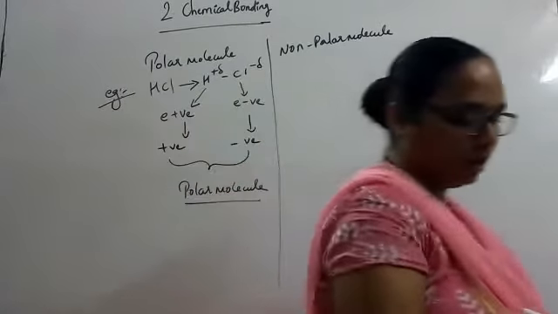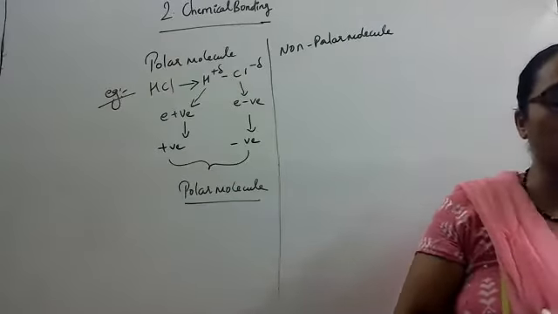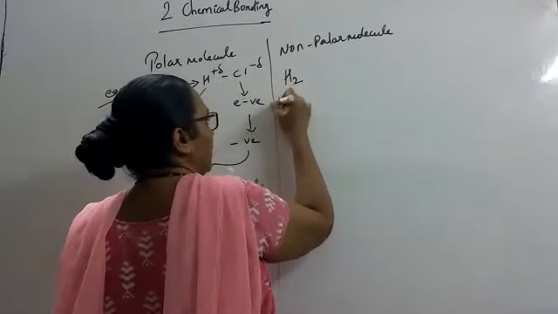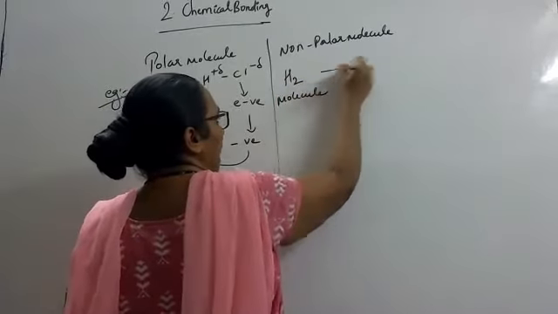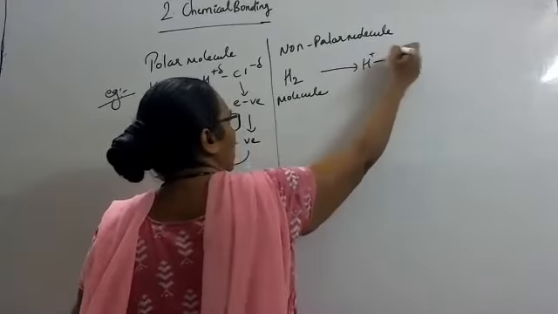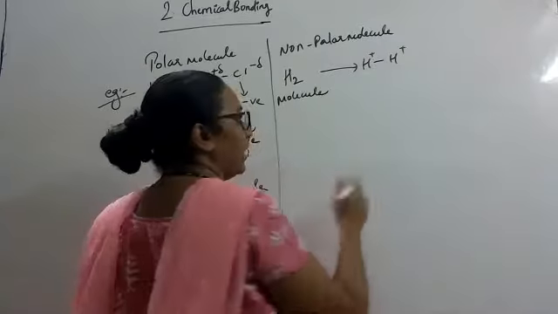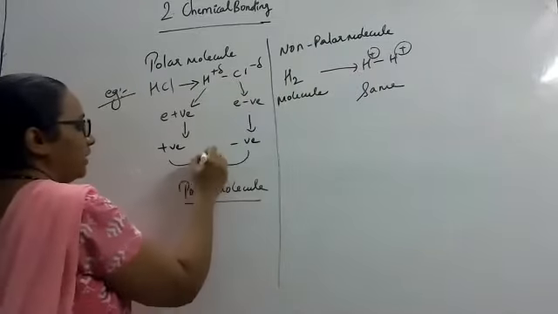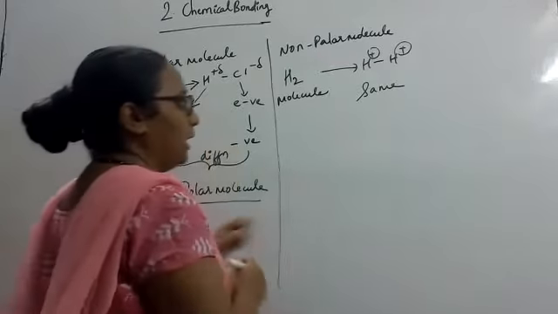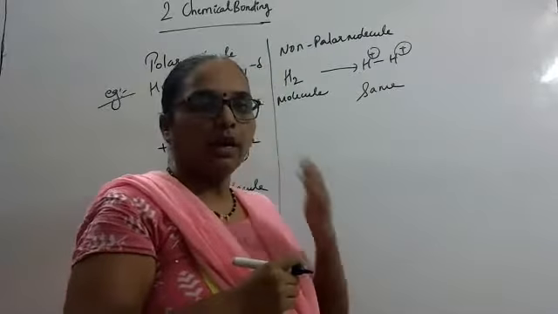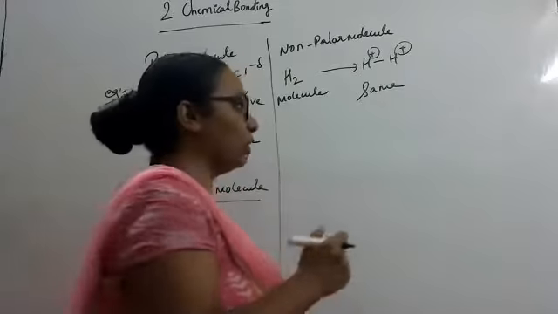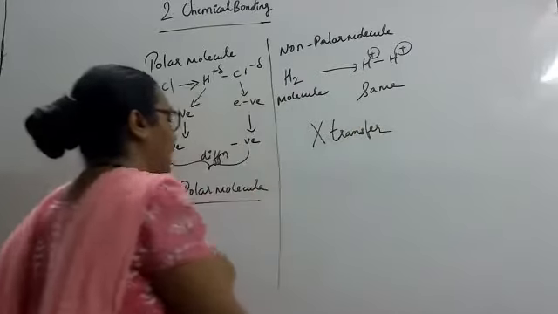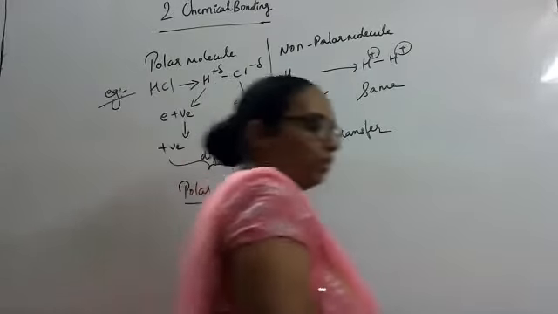Coming back to our question, bond formed in hydrogen molecule is non-polar. Hydrogen molecule means two hydrogen atoms. Okay, this is a hydrogen molecule. Now it will dissociate as H, H. Both the charges are the same. Here the charges are different. One is positive, one is negative. Here both the charges are the same. It means there is sharing of electrons. There is no transfer of electrons. Here it is transfer of electrons. Here it is no transfer of electrons.